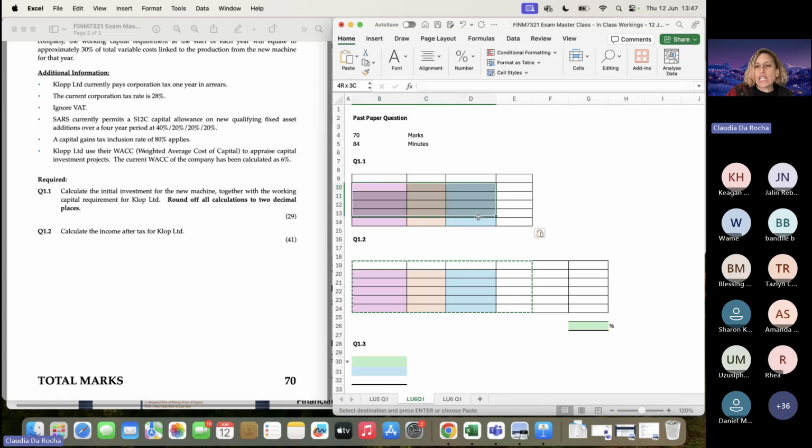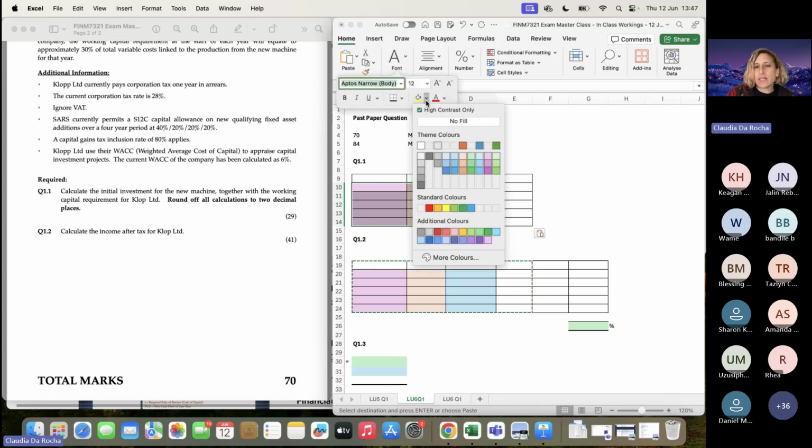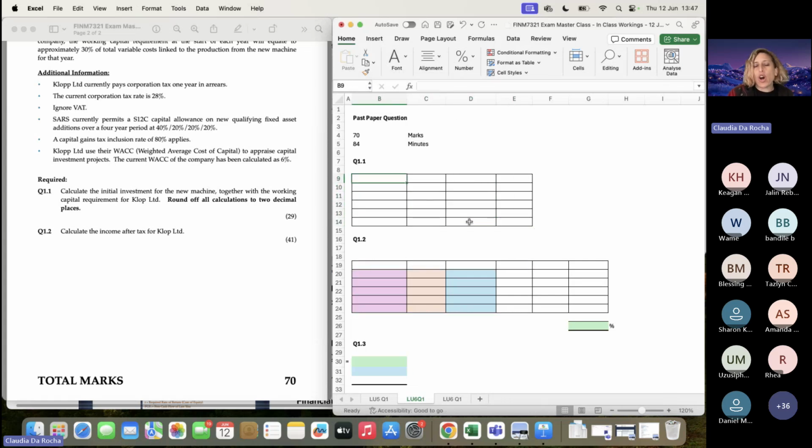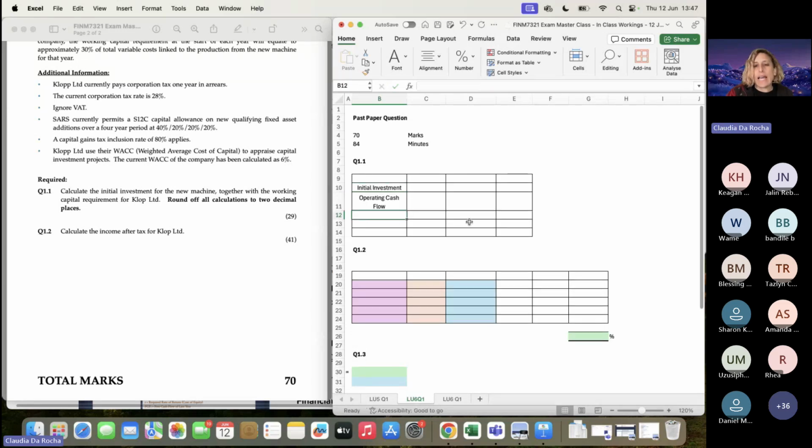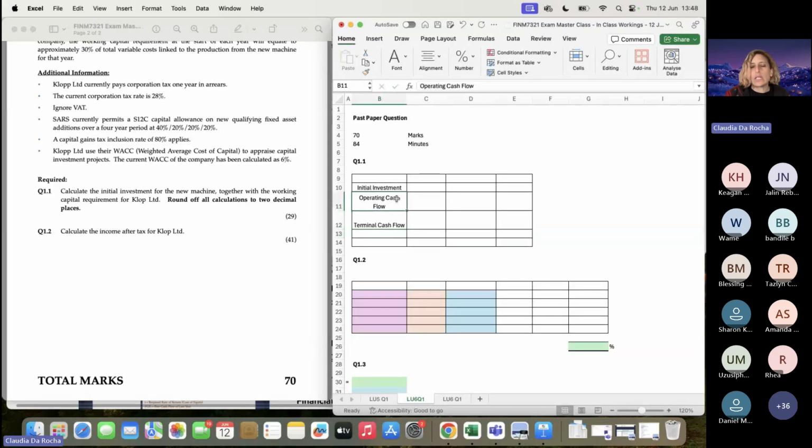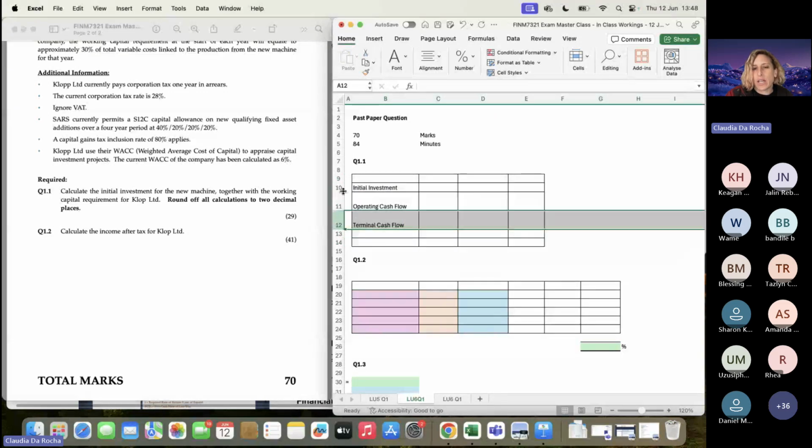Remember, when we're dealing with cash flows, especially learning unit 6 type cash flows, there are 3 types of cash flows that we deal with. We deal with an initial investment, we deal with an operating cash flow, and we deal with a terminal cash flow. In this question, it has only asked us for the initial, but it's important that you understand the 3 types of cash flow that can exist or that need to be calculated.